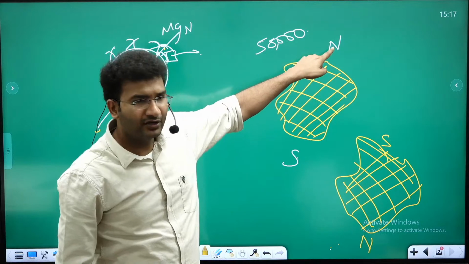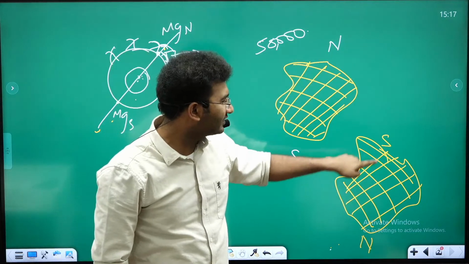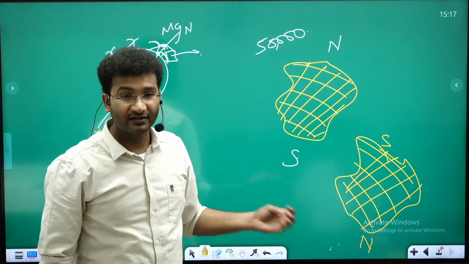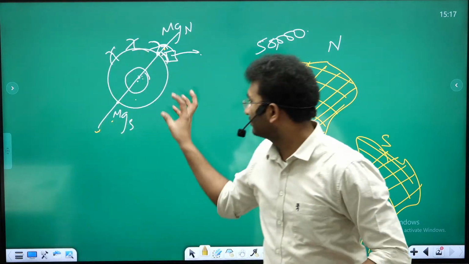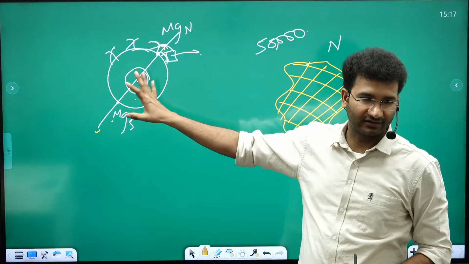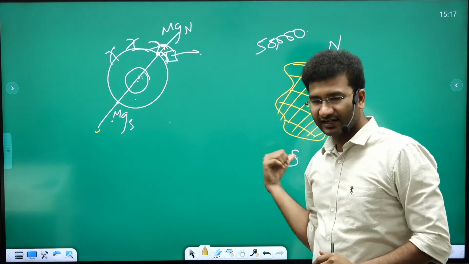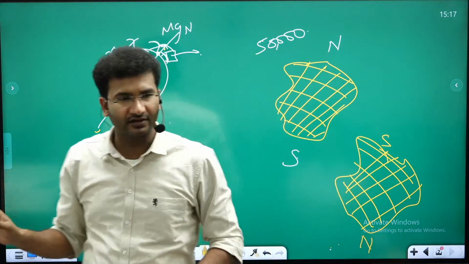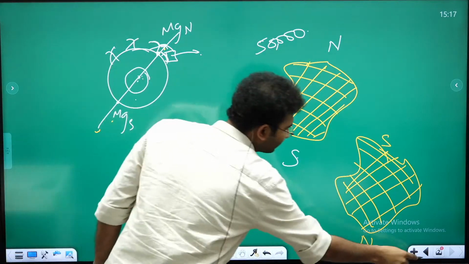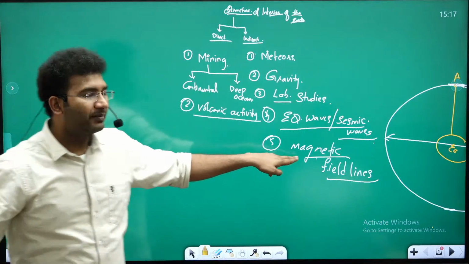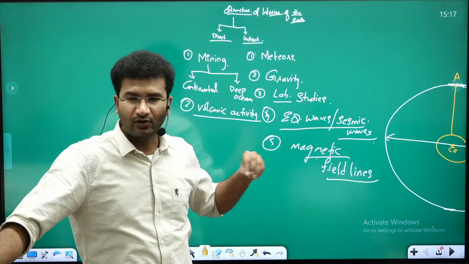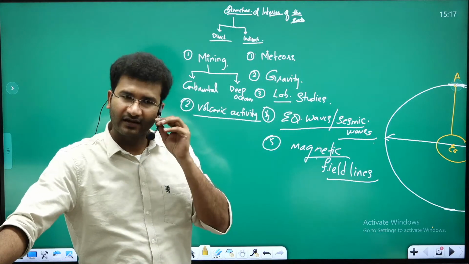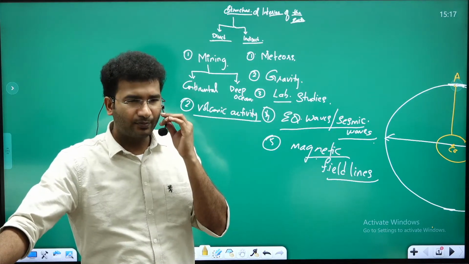This rock has the north pole here and the south pole here, and this rock has the south pole here and the north pole here. How? It is because there might be some changes in the interior of the earth. Even while studying this, you can estimate what is there within the interior of the earth. So that's why we also consider magnetic field line study as an indirect source of the interior of the earth, right?